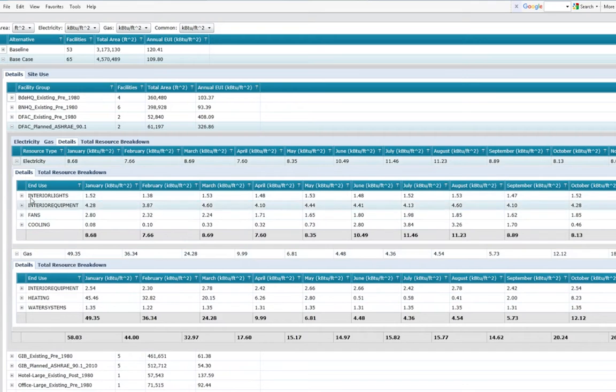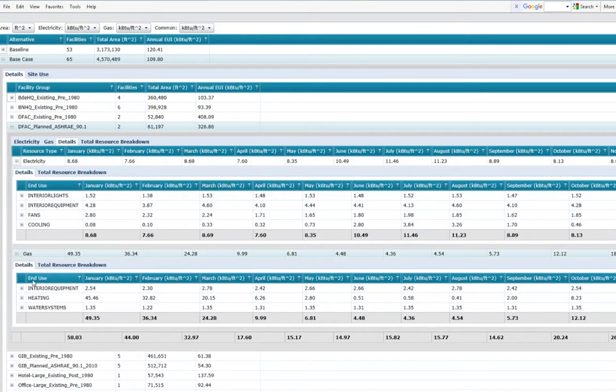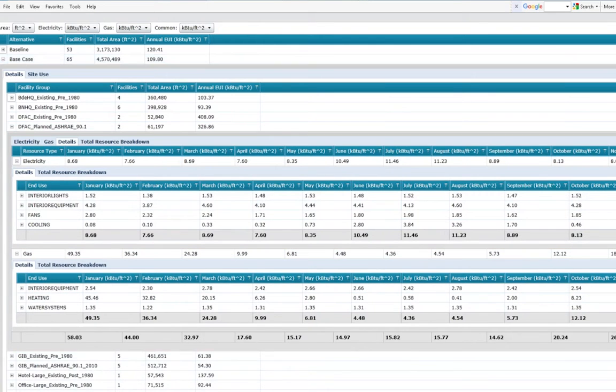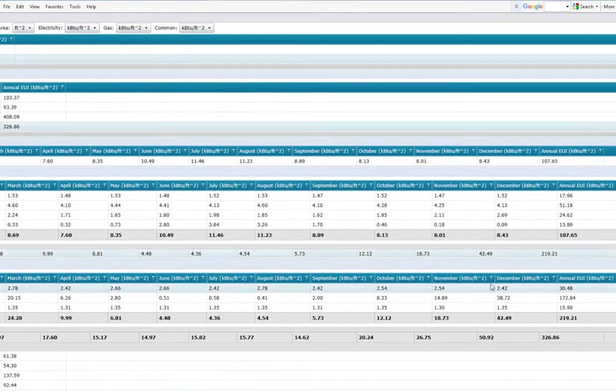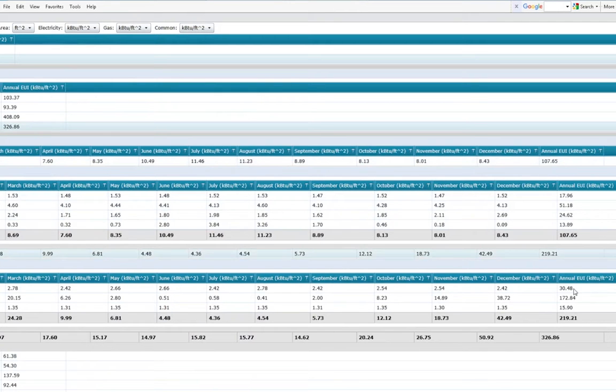And so we see in this DFAC, we've got interior lights, equipment, fans, interior equipment, heating, and systems. Now we do have gas equipment in this DFAC, and we see it by month. And then over here to the far right is the annual, so we can see how this adds up to the total for that. So we can see the electricity portion, and then we can see the gas portion. So here's the 107 made up, broken out this way.